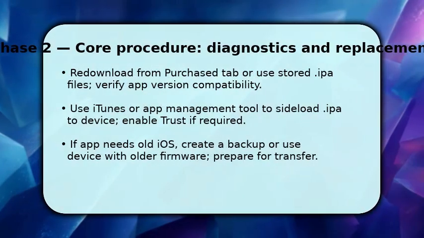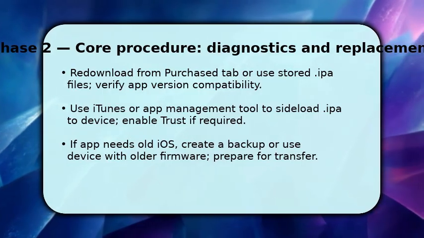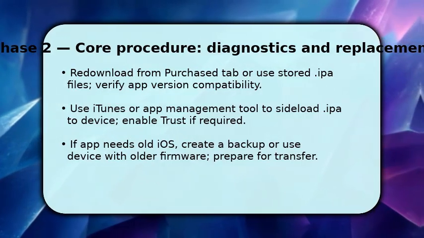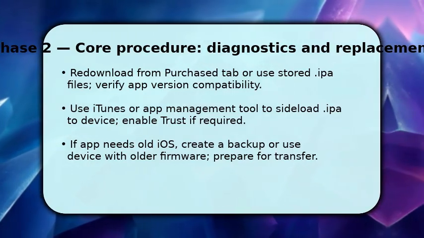You now obtain the app. Check the purchase section first. If the app is gone, use a saved IPA or backup. Once you have the file, connect your device and use iTunes or a trusted sideloading tool to install it.